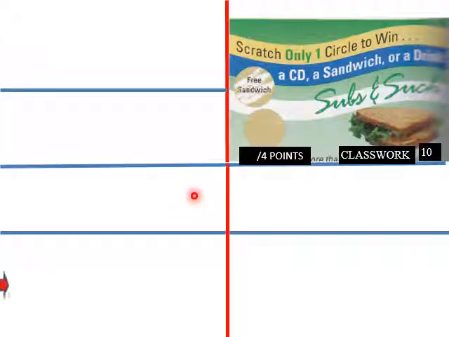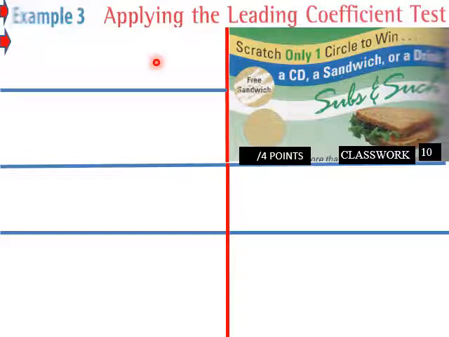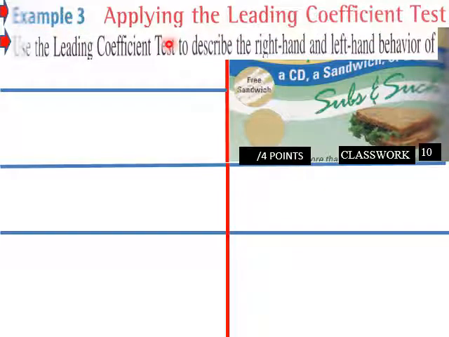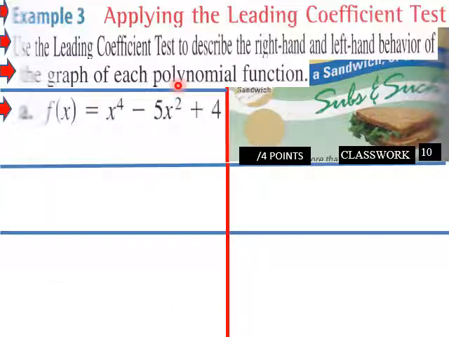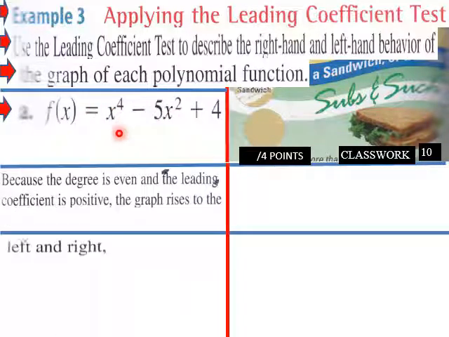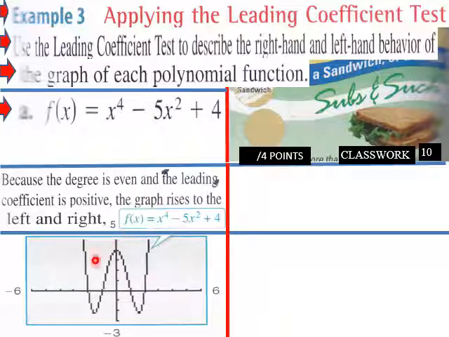Let me go right into another example here. Example 3, applying the leading coefficient test. Use the leading coefficient test to describe the right-hand and left-hand behavior of the graph of each polynomial function. So here is our first polynomial. Because the degree is even, we have a leading exponent here of 4, and the leading coefficient is positive. This is positive 1. The graph rises to the left and right. So this is the graph of this polynomial right here.